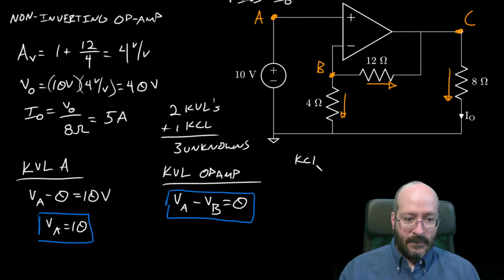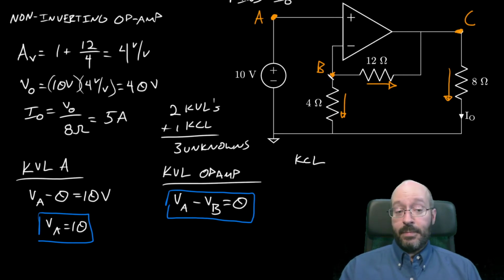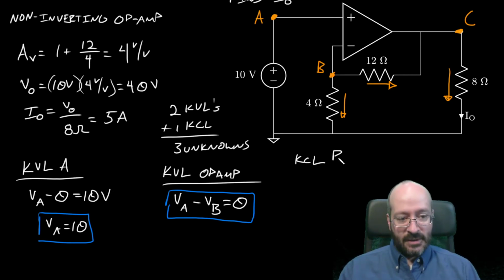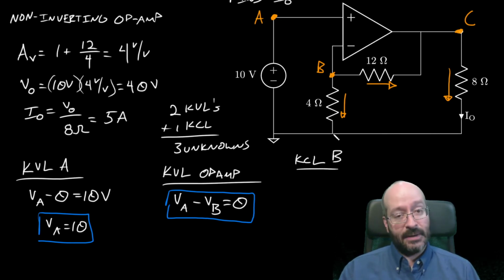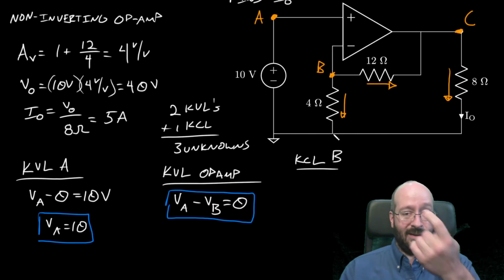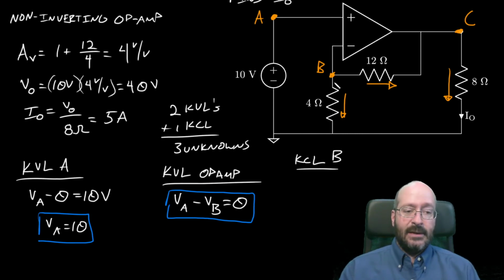Okay, I can't write it for A because of this voltage supply. I can't write it for C because it's connected to the output of the op amp. So that leaves me with B. Okay, so I'm again going to write it for B. It's not always B. It just happened to be B for this circuit and the one in the previous video. So don't get complacent with that.